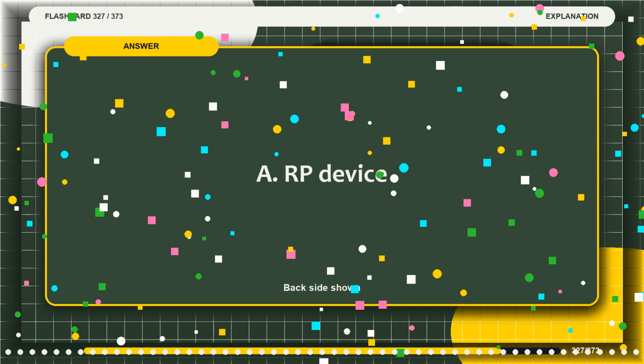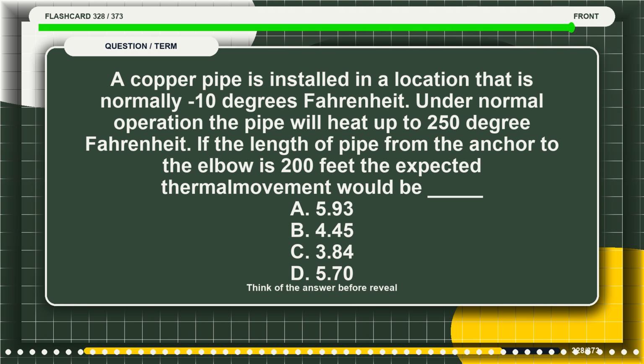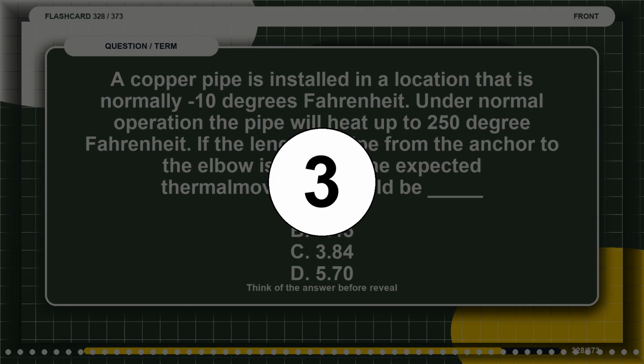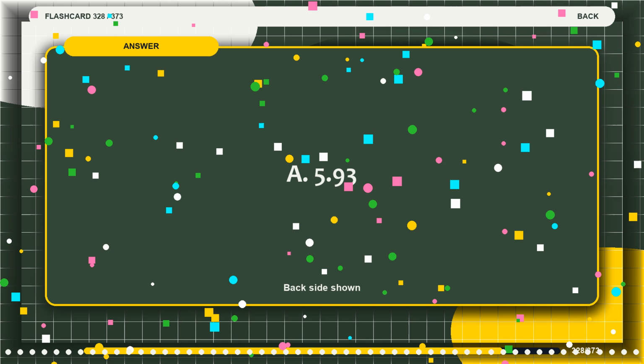Flashcard 328. A copper pipe is installed in a location that is normally -10 degrees Fahrenheit. Under normal operation, the pipe will heat up to 250 degrees Fahrenheit. If the length of pipe from the anchor to the elbow is 200 feet, the expected thermal movement would be blank. A. 5.93. B. 4.45. C. 3.84. D. 5.70. Think of the answer before the reveal. The answer is A. 5.93.